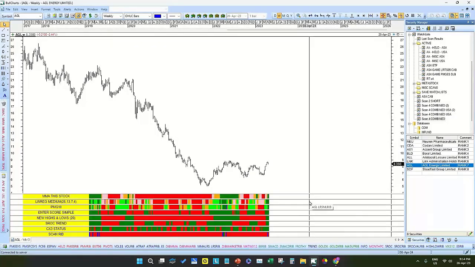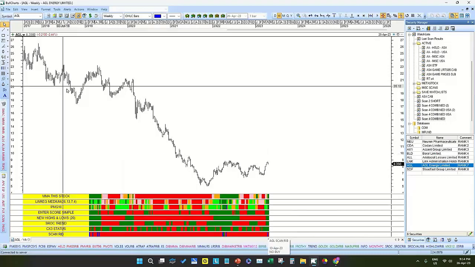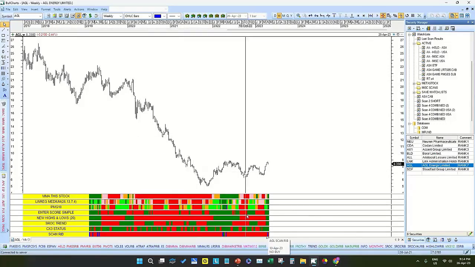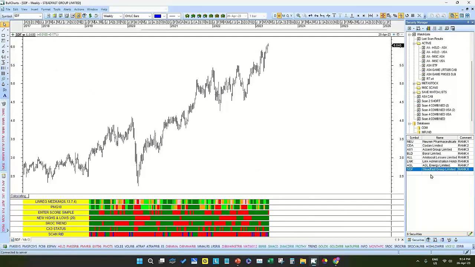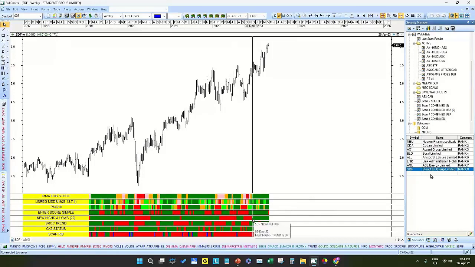AGL has just turned, and AGL I think has been a basket case for a long, long time, and it is now beginning to turn based on linear regression amongst a bunch of other indicators. You can see here that Steadfast has had some nice, strong growth based on periods of where we have 5 or 6 green bars across this collection of indicators.